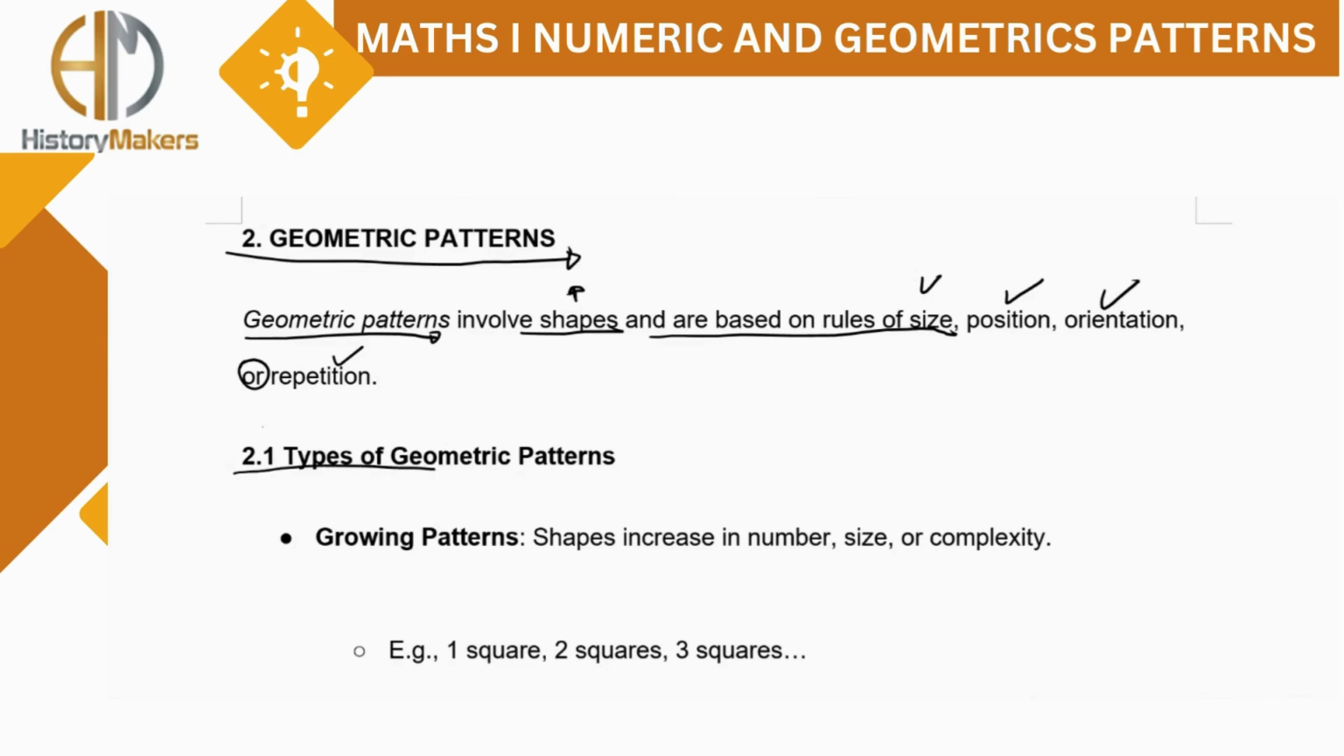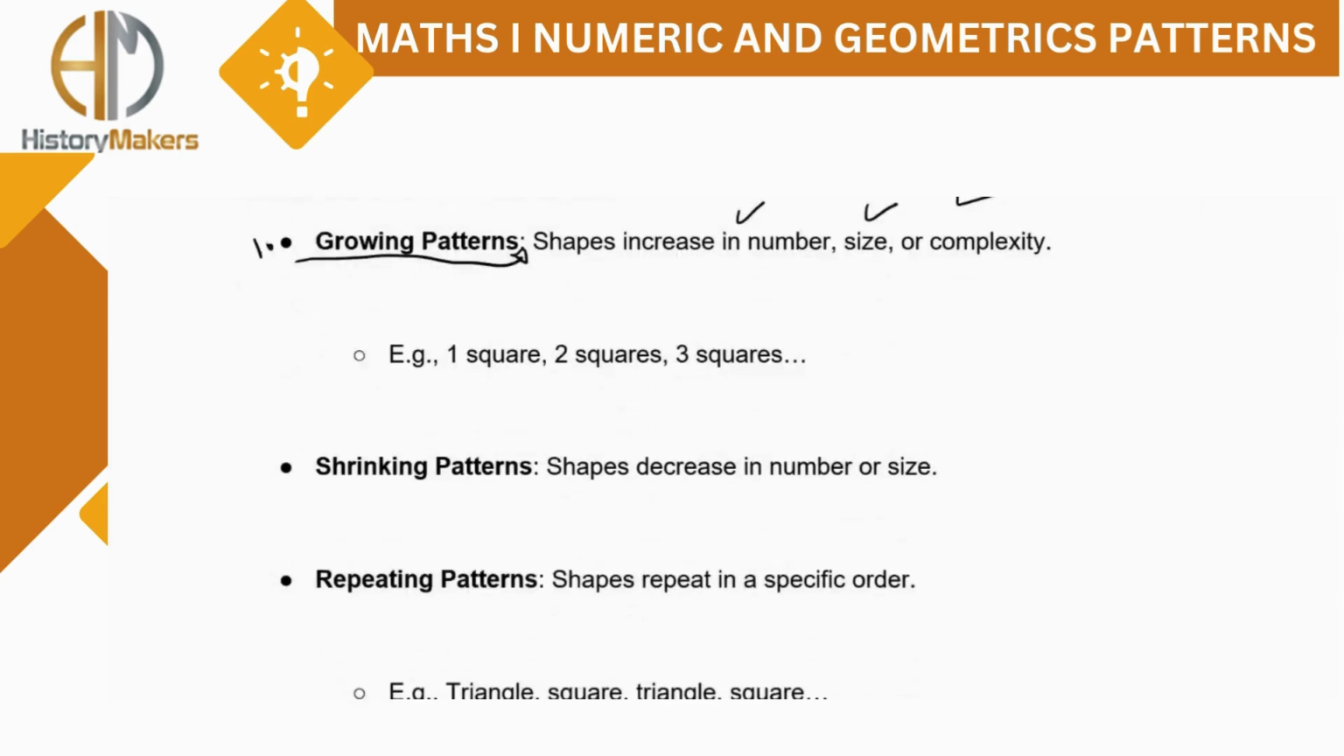So here are the types of geometric patterns. The first one, we have a growing pattern, which is when the shapes increase in number, size, or complexity. That is what we call a growing pattern. So for example, because it's a shape, we can have one square and then have two squares and then have three squares.